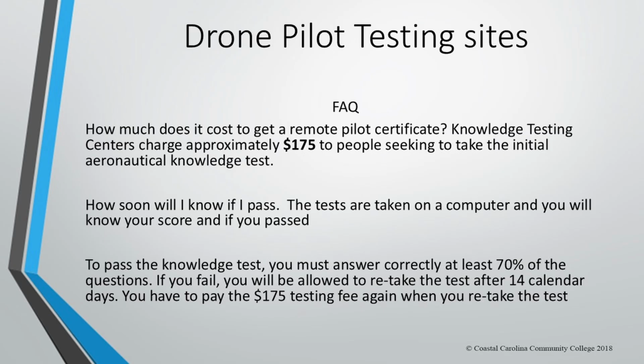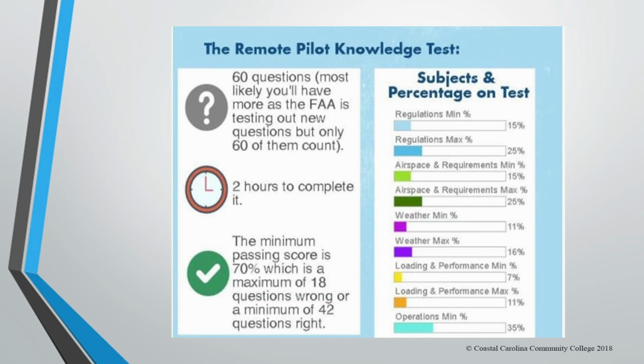So how soon will you know if you pass? Well, the tests are taken on a computer and you will know your score, and you can check if you passed the test, and it will also show you the questions that you got wrong. To pass the knowledge test, you must answer correctly at least 70% of the questions. If you fail, you will be allowed to retake the test after 14 calendar days, but you have to pay the $175 testing fee again when you take the test.